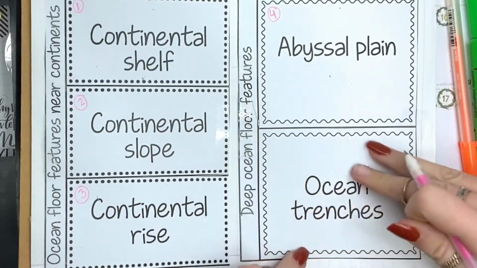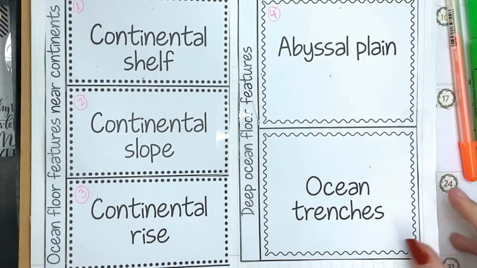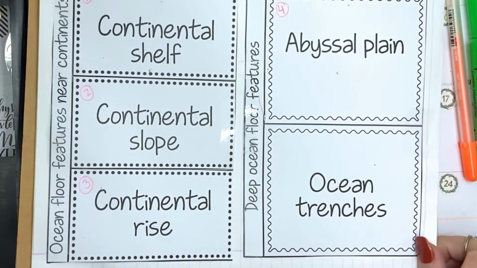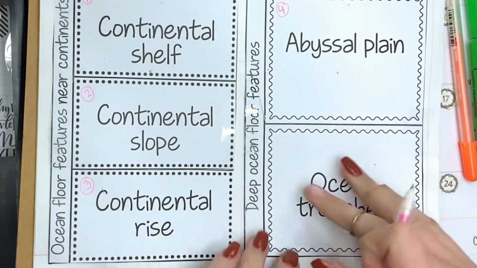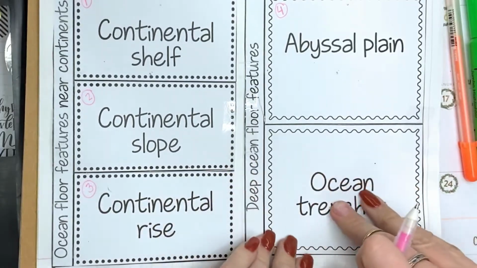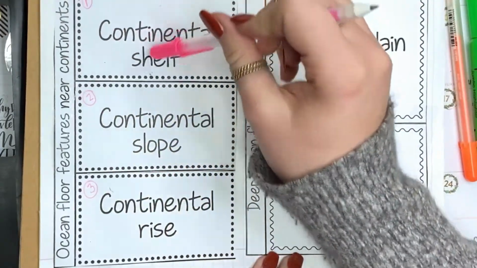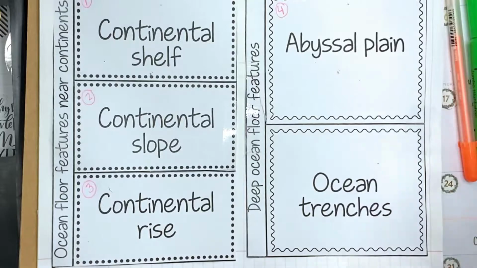And I'm not going to number this one because ocean trenches don't always necessarily go in an order, but they do occasionally occur. So I'm just not going to number this one, but I am going to number the rest of them. The continental shelf is first, then the slope, then the rise, then the abyssal plain.